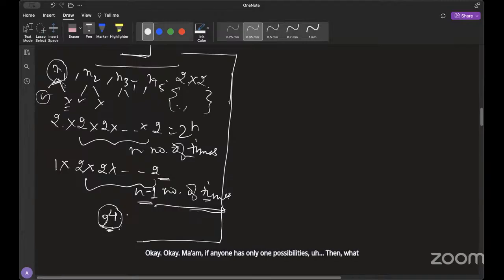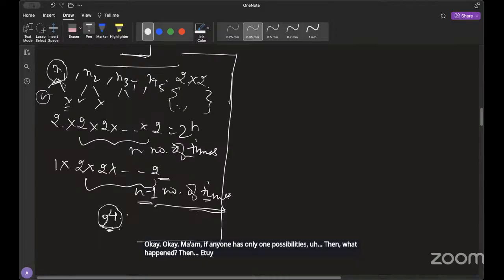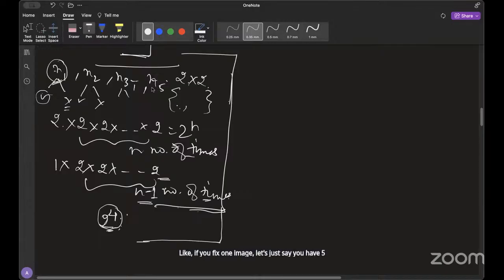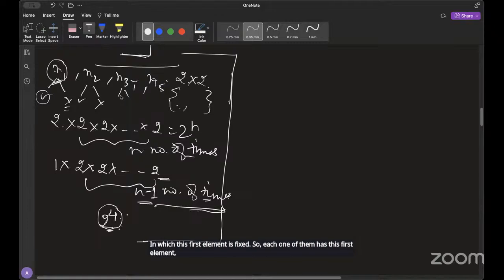Then at 2 to the n minus 1, what actually happened? Okay, so the question was that if you fix one element, let's just say you have 5 elements, and you've decided that you need to find the number of subsets in which this first element is fixed. Ma'am, can you repeat again? Ma'am, your voice is lagging actually.